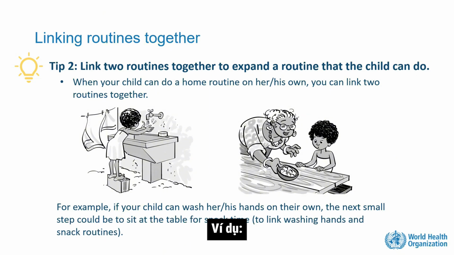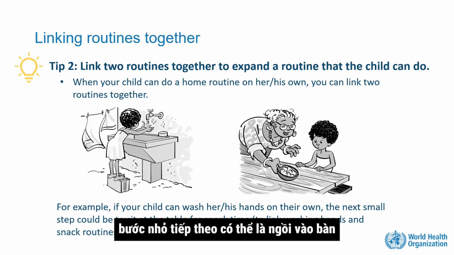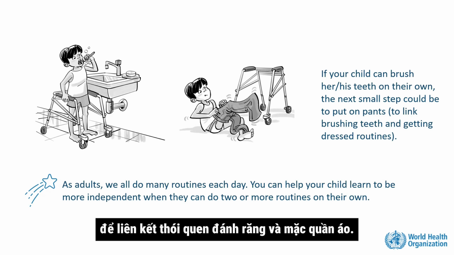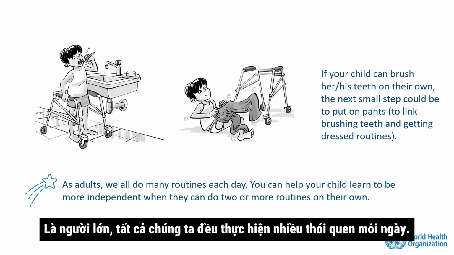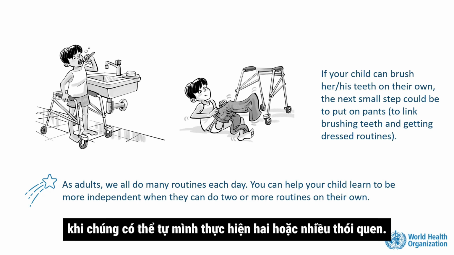For example, if your child can wash her or his hands on their own, the next small step could be to sit at the table for snack time, to link washing hands and snack routines. If your child can brush her or his teeth on their own, the next small step could be to put on pants to link brushing teeth and getting dressed routines. As adults, we all do many routines each day. You can help your child learn to be more independent when they can do 2 or more routines on their own.